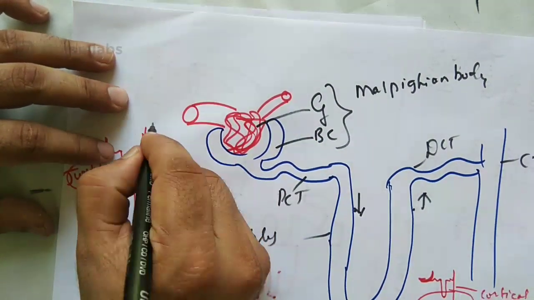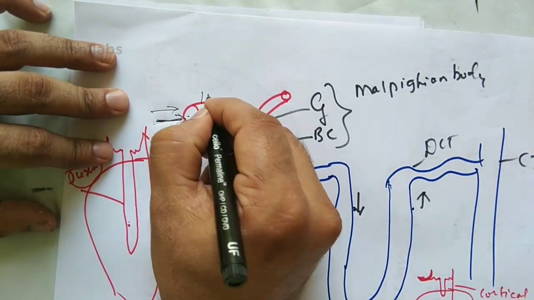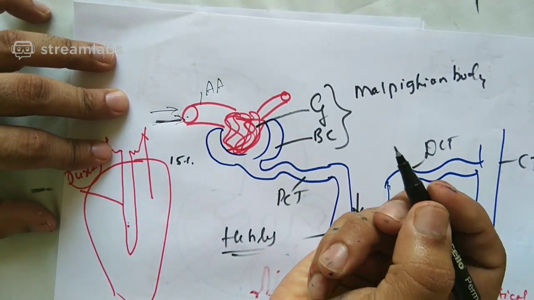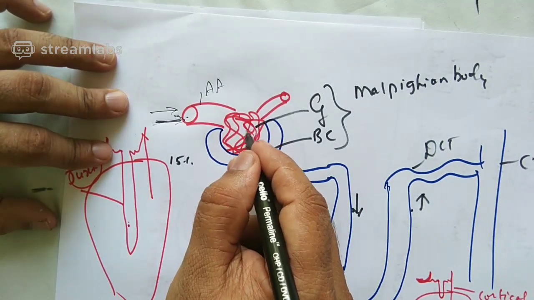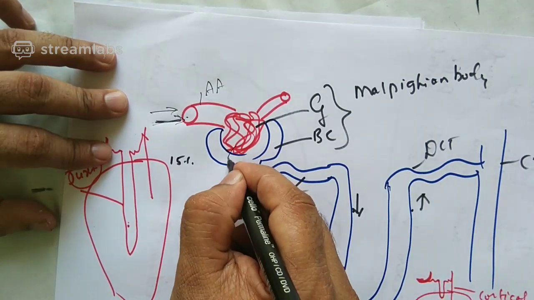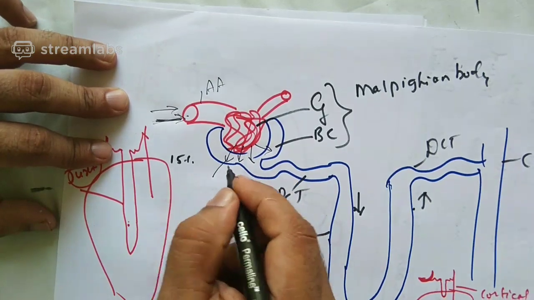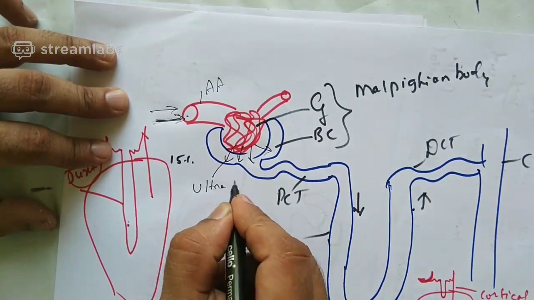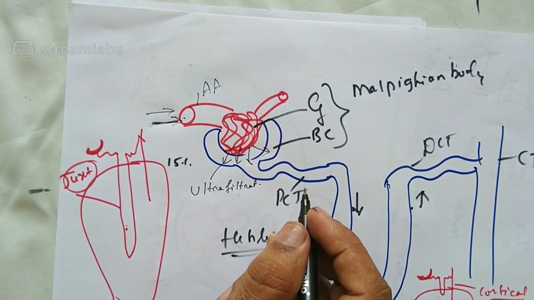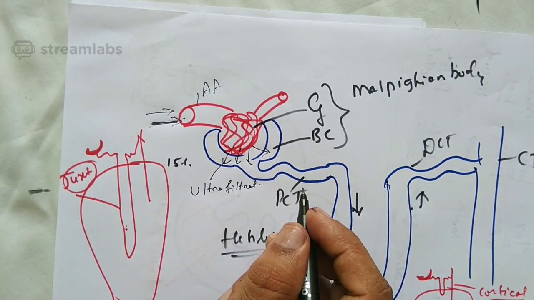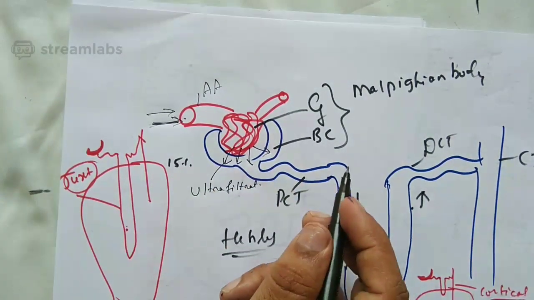Blood will flow with high blood pressure through the afferent arteriole, AA. And blood will come to the glomerulus, which creates a pressure. Because of the pressure, a filtration takes place. And that filtration is called ultrafiltration. Is the matter clear? After ultrafiltration takes place, where has the blood reached? The Bowman's capsule. Is the matter clear?